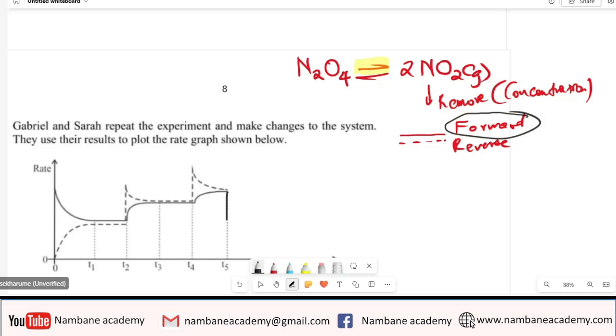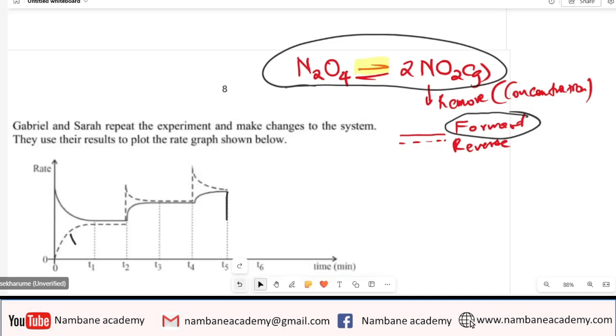So I want to check the graph again. I'm not sure whether I copied the correct one. So I want to remove NO2. So NO2, which is what? The forward reaction. So this one, the dotted line is the reverse, okay? The forward direction is the solid line. So I remove NO2. We want to replace it. I'm going to favor the forward direction.